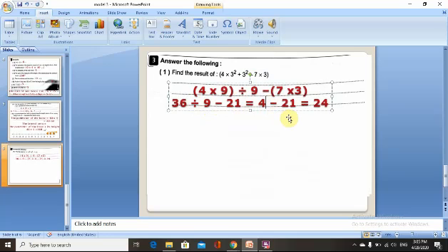So here I have 4 multiply 3 to the power of 2 is 9. Divide by 3 to the power of 2 is 9 minus 7 multiply 3. So 4 times 9 equals 36. Divide 9 minus 21. 36 divide 9 is 4. 4 minus 21 equals negative 17.